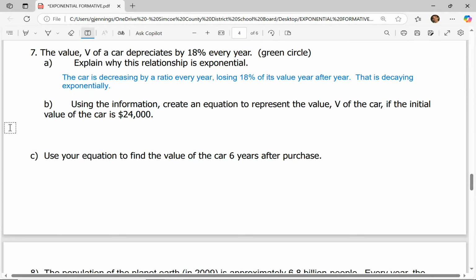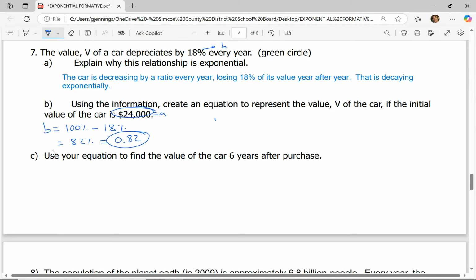Using the information, create an equation to represent the value of the car V. Well, we have this is A, and this gives us B. B is equal to 100% minus the amount that it's losing. This is equal to 82%, which is the same thing as 0.82. So there's our B value, there's our A value, that's our function.